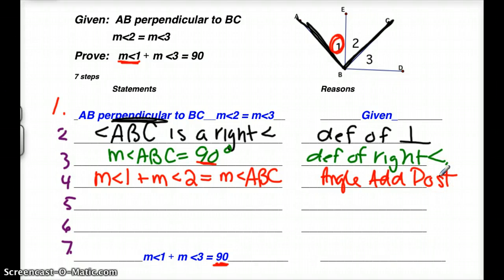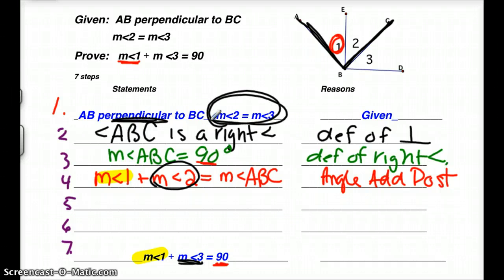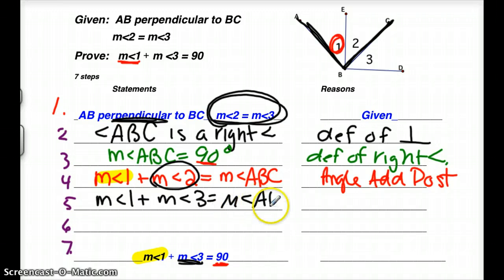All right, so now I'm looking and I'm saying things are lining up here. I've got 1, I've got 1. This 2 really needs to be a 3. 2 can change to 3. So in number 5, I'm going to write measure of 1 plus the measure of angle 3 equals the measure of angle ABC. What I've done right here is a substitution, people.